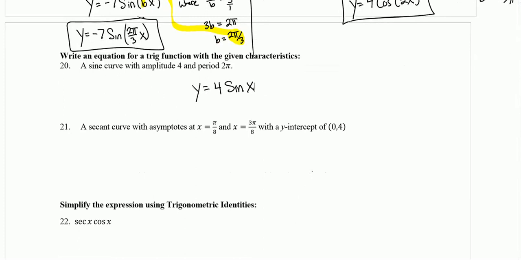Number 21, we want a secant curve with asymptotes at pi over 8 and 3 pi over 8 with a y-intercept at 0, 4. So to visualize this a little better, I'm going to sketch this because I think a visual is going to help out here. So first of all, let's get in mind what the secant curve looks like. The secant curve is the reciprocal of the cosine curve. Here's the basic cosine curve.